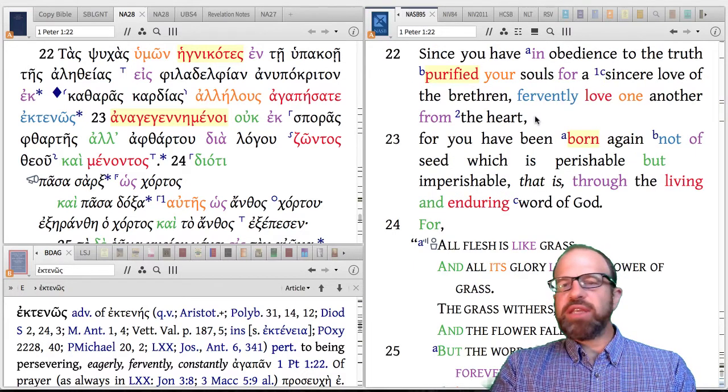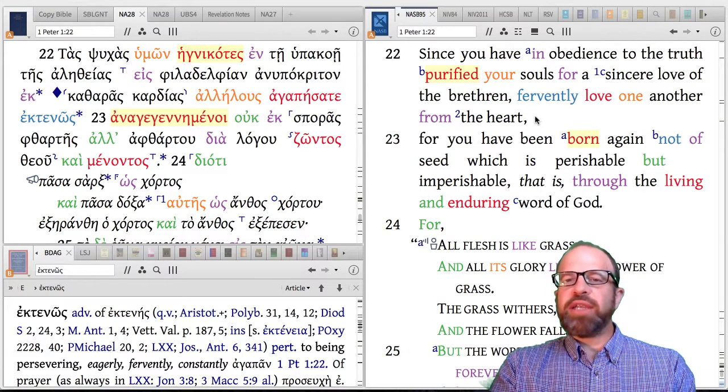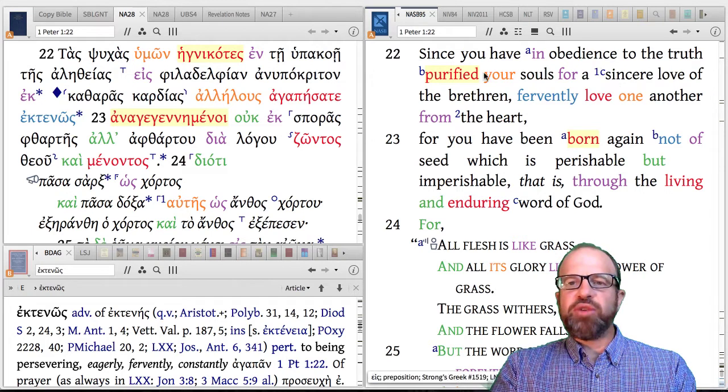Well, I like to use the NASB, not that it's the perfect translation at all, but just because I have a more likely chance to understand what the underlying Greek text is. Of course, it's always best to look directly at the Greek. Here they translate it, since you have in obedience to the truth purified your souls for a sincere love of the brethren, fervently love one another from the heart.